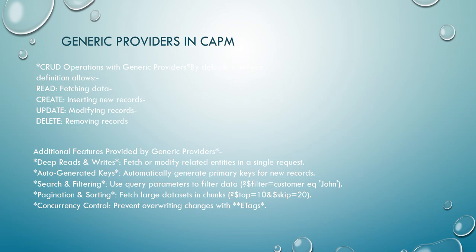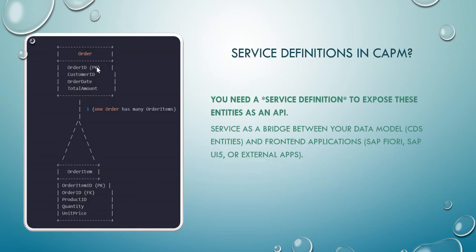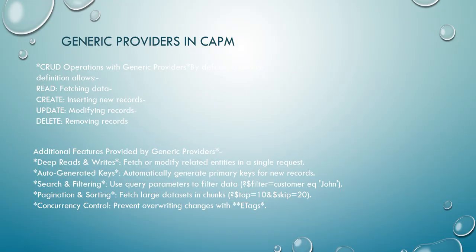And next, auto generated keys. In order and items we already have an id, right? This id is a primary key, and the order item also has one primary key. As I told you, we used the predefined aspect with UUID properties. If you use that built-in feature, it will automatically generate the key. So that's how it will support.